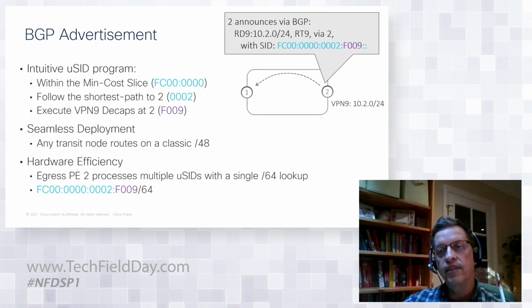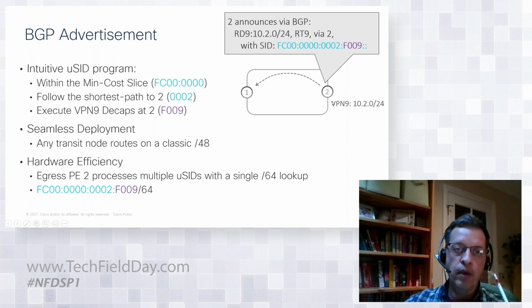Imagine, for example, that I want to advertise this prefix 10.2.0.0/24 in VPN number 9 over the block that minimizes the cost, in blue. So now the SID that will be advertised by BGP will include the carrier, including the segment of how to get to 2 in the minimum cost block, and now another instruction, in this case F009, which is an instruction that will tell router number 2 to do a VPN 9 decap. If you remember, in MPLS you had an MPLS label signaling how to do decap. In this case, you have an SRv6 microSID instruction, F009.